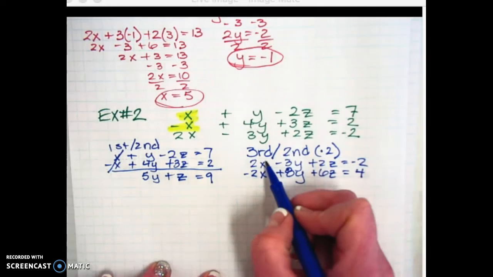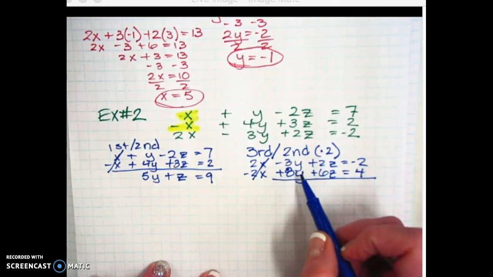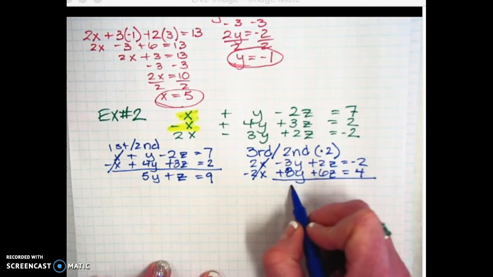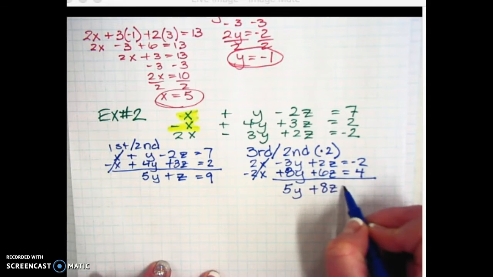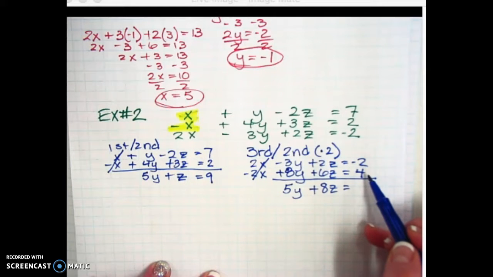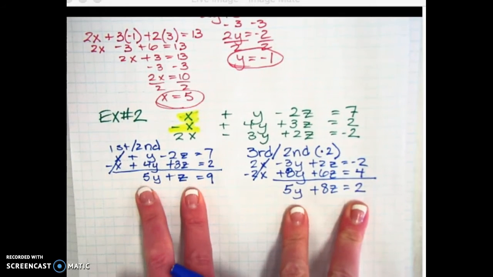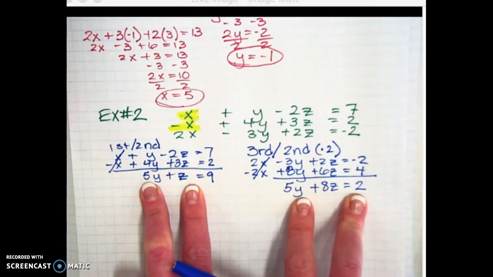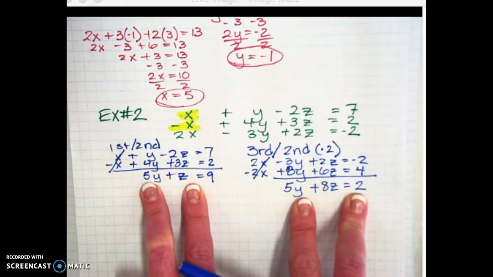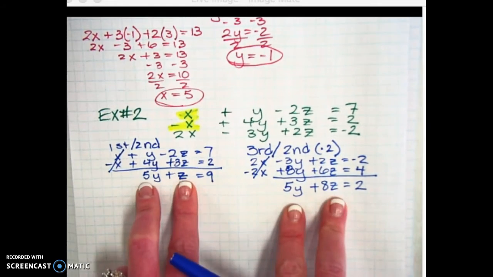Now I can combine them, right? These should cancel. That was the goal. Then I combine everything else. So negative 3y plus 8y is 5y. 2z and 6z is 8z. And negative 2 plus 4 is 2. Now I have these two equations, right? And they're both down to the same two variables. Now it's just like you're in Algebra 1, right? You can combine, yeah, so now you've got two equations and two variables.